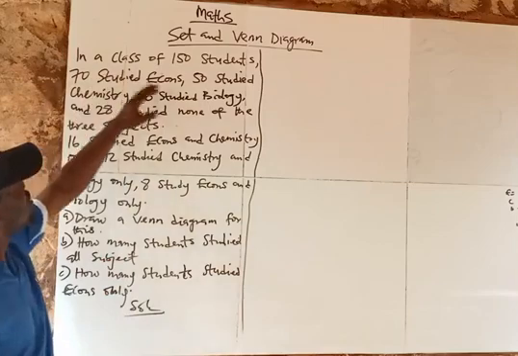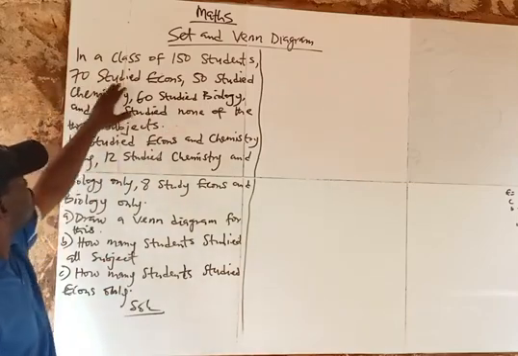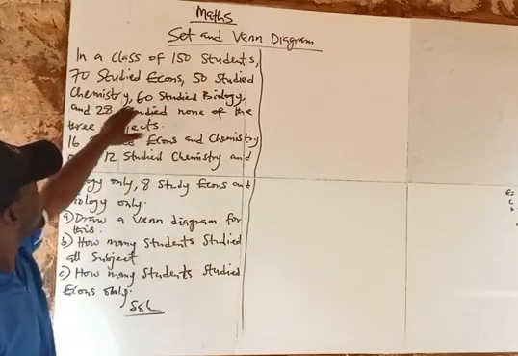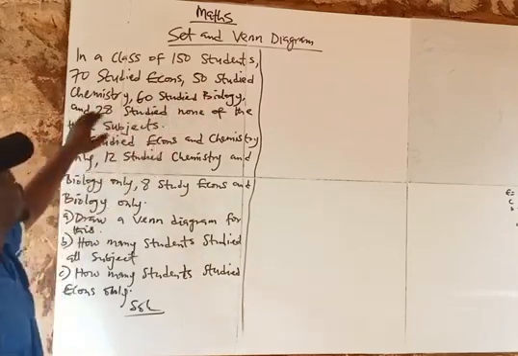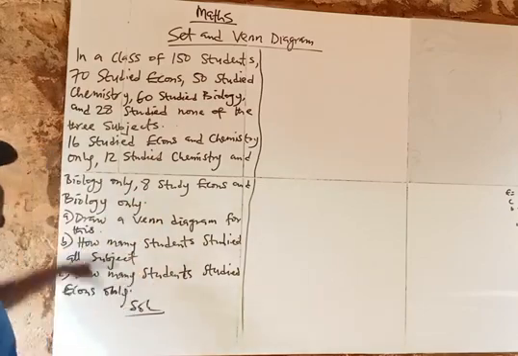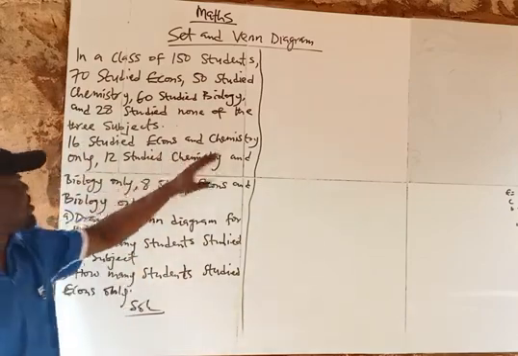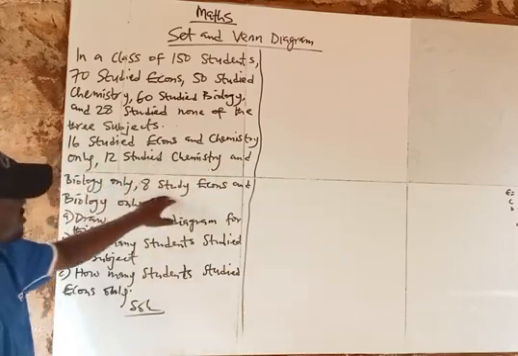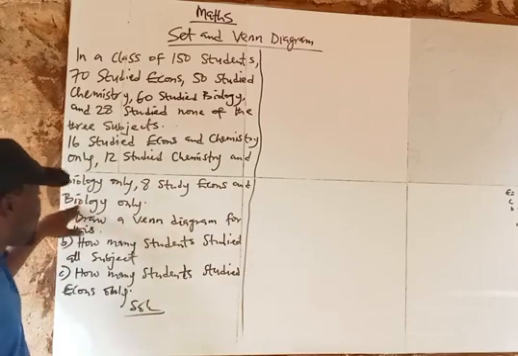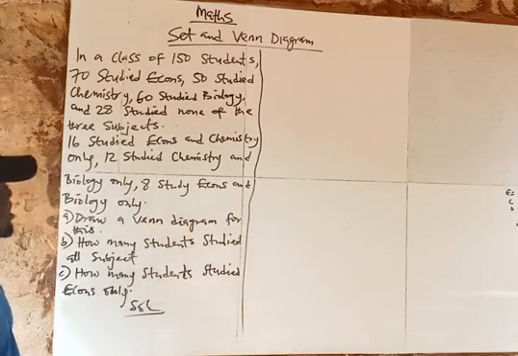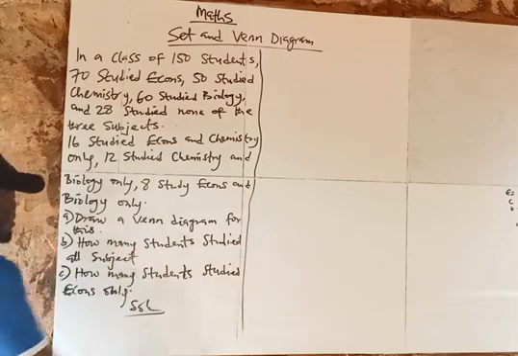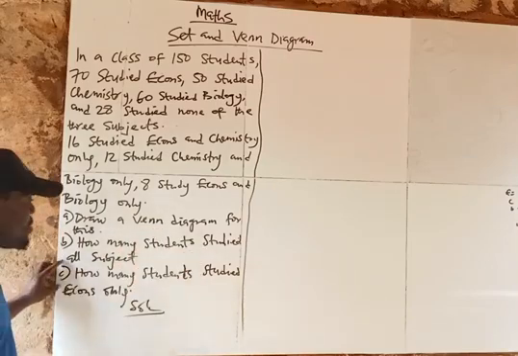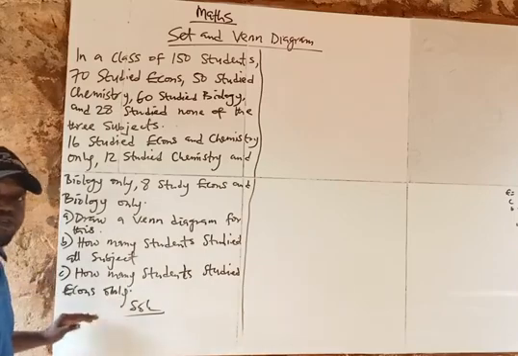Now, let's say in a class of 150 students, 70 studied economics, 50 studied chemistry, and 60 biology. 28 studied none of the three subjects. 16 studied economics and chemistry only. 12 chemistry and biology only. 8 economics and biology only. Now the question is: draw a Venn diagram, the first one. Then how many students studied all the subjects? Then how many students studied economics only?